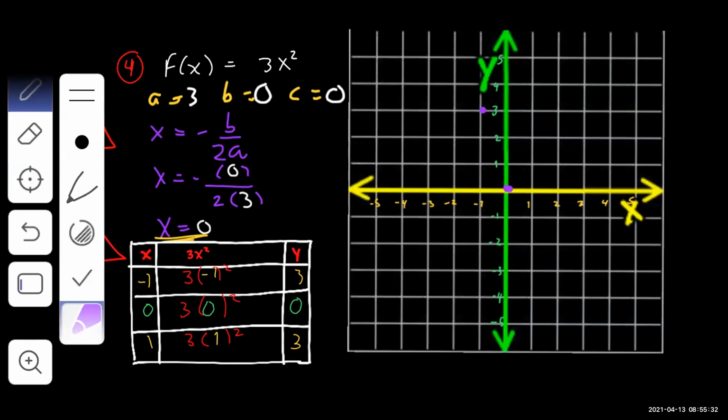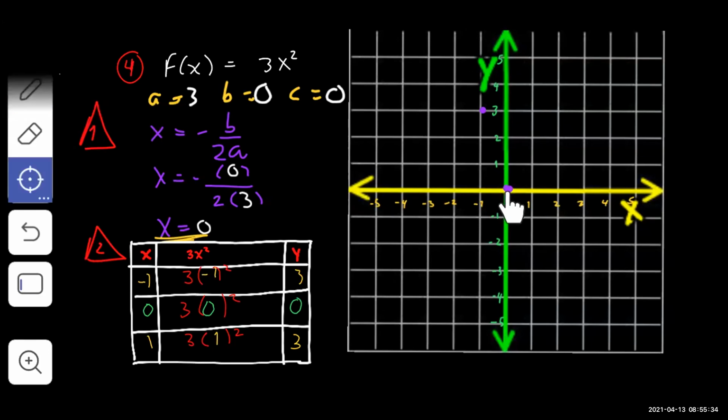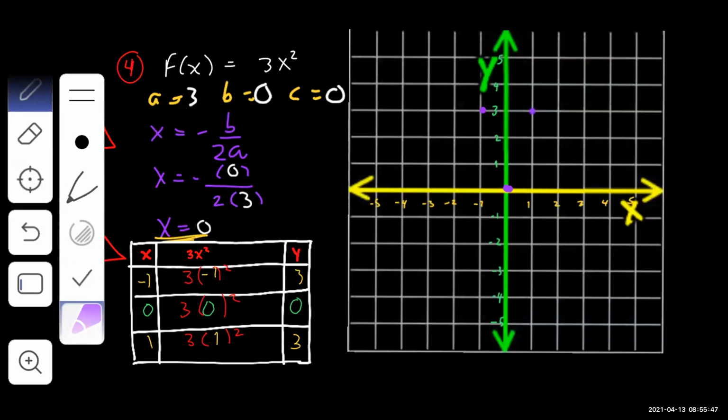Okay, this is going to be the second point. 0 for x and 0 for y. You don't have to move, right at the center. And then 1 for x, 1 to the right, and 3 for y. From this point, 1, 2, 3. Okay, and we got it.